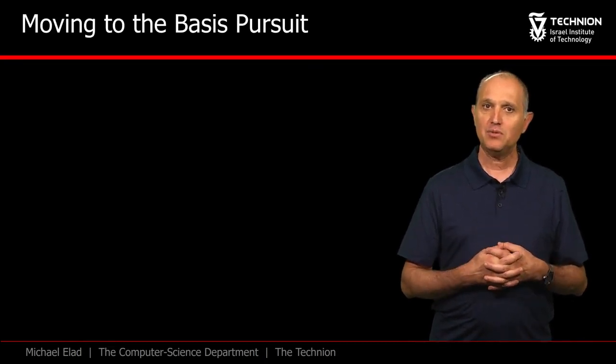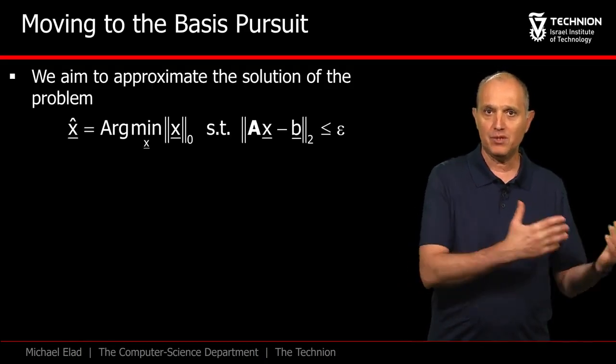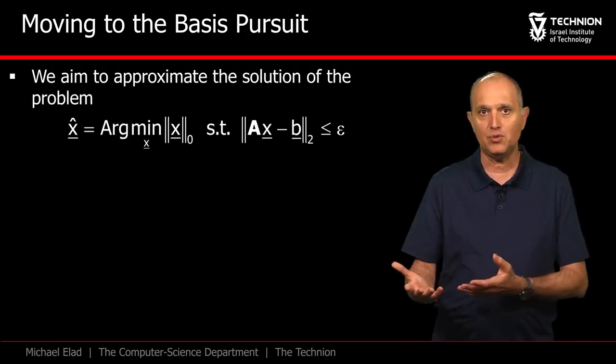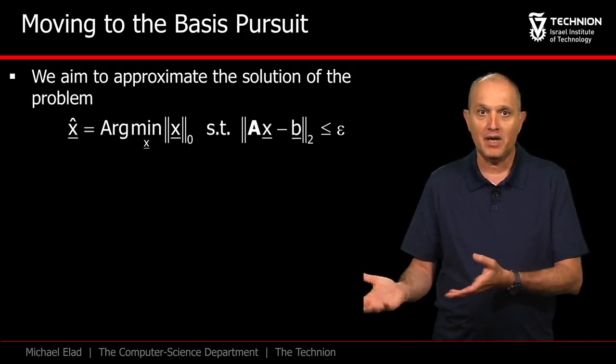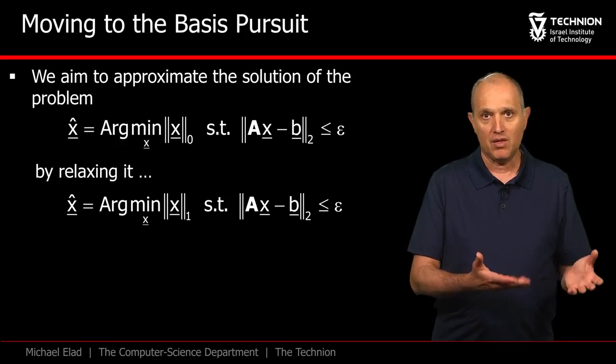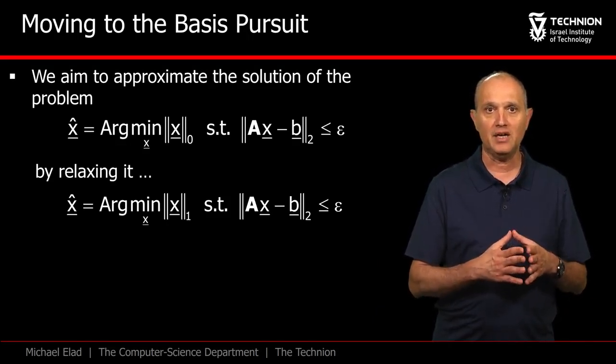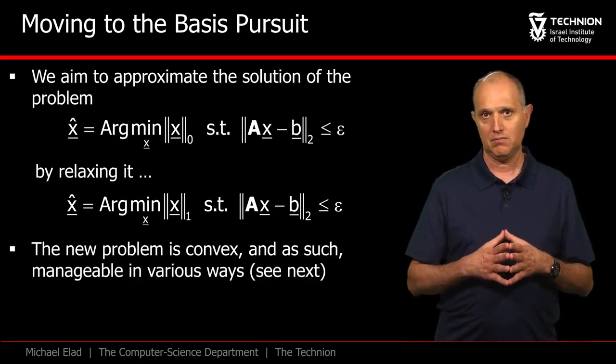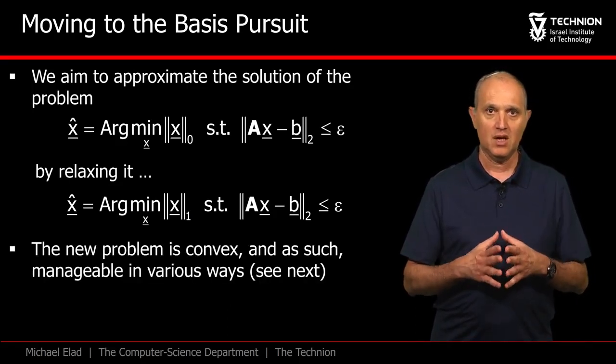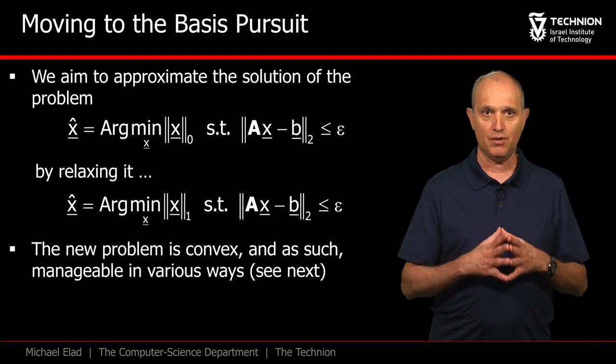What about the basis pursuit? Well, starting from P0 epsilon, the core idea of the basis pursuit was to replace the L0 by an L1 norm. Thus, here is the basis pursuit for our case, a problem we shall refer to as P1 epsilon. This problem is convex, and thus far more comfortable to work with.